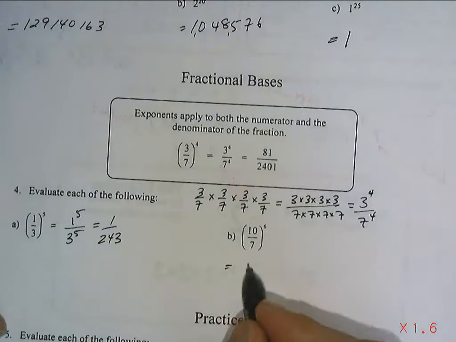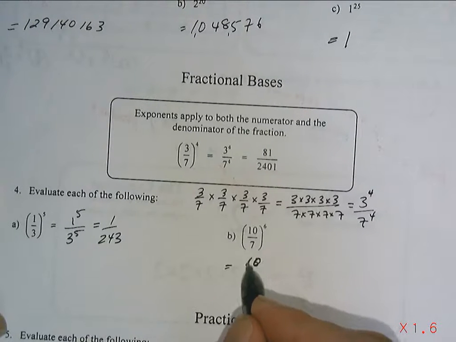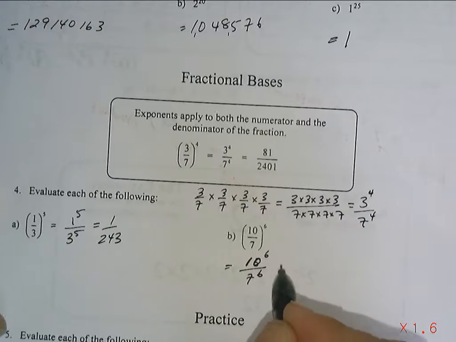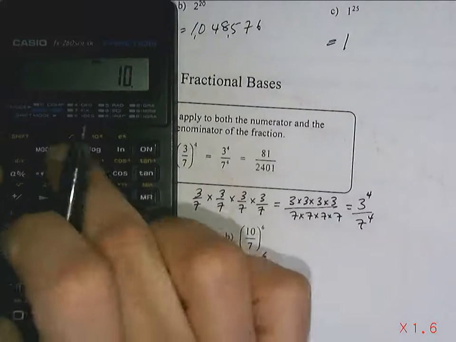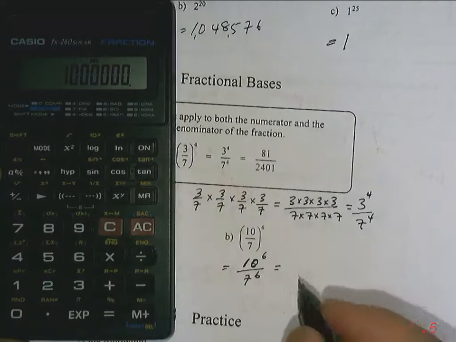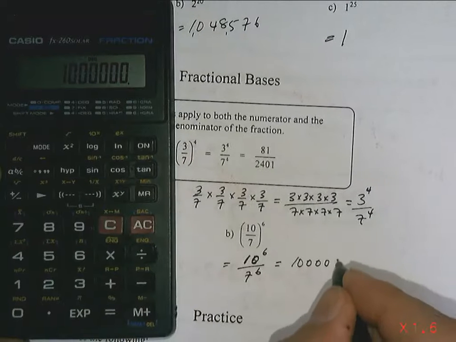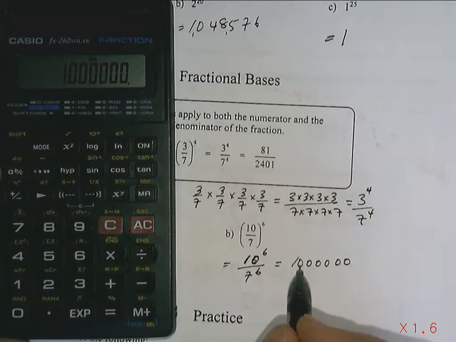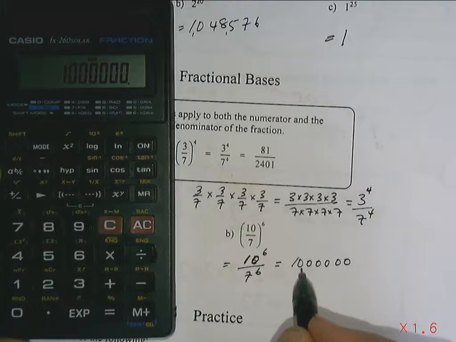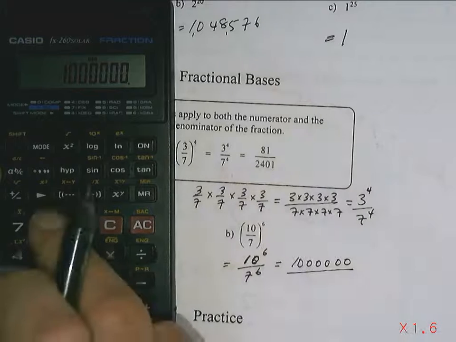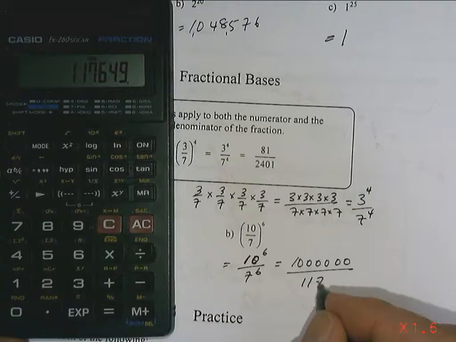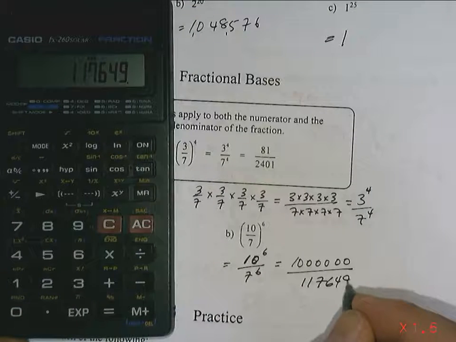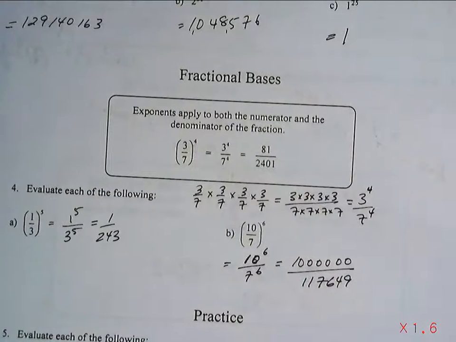So the next one is going to be 10 to the 6 over 7 to the 6. Those are going to be big numbers. 10 to the 6 will be 10 with 5 other zeros, or 6 zeros, if you will. And 7 to the 6 is going to be 117,649. And leave it as a fraction. Don't change that to a decimal.